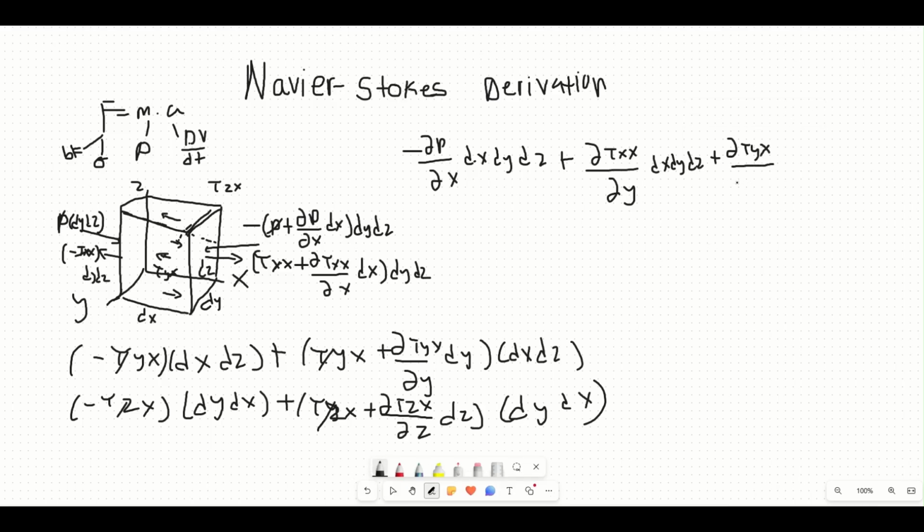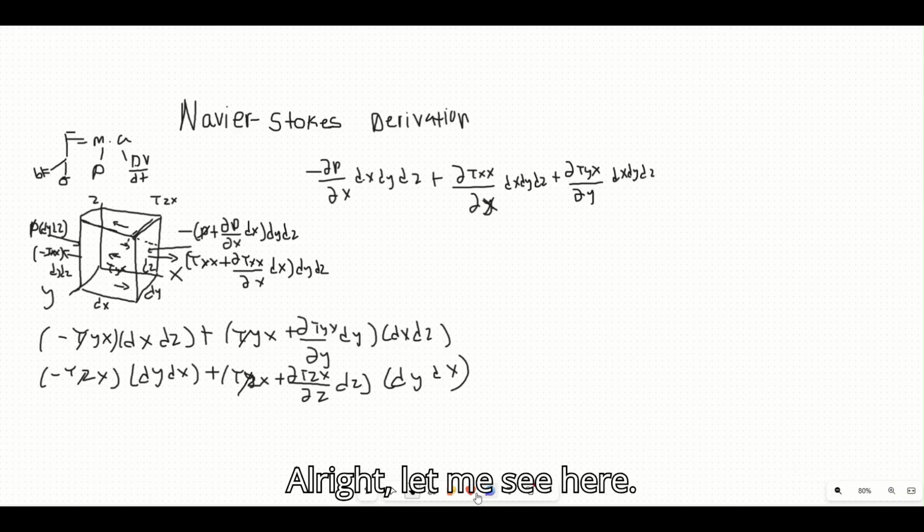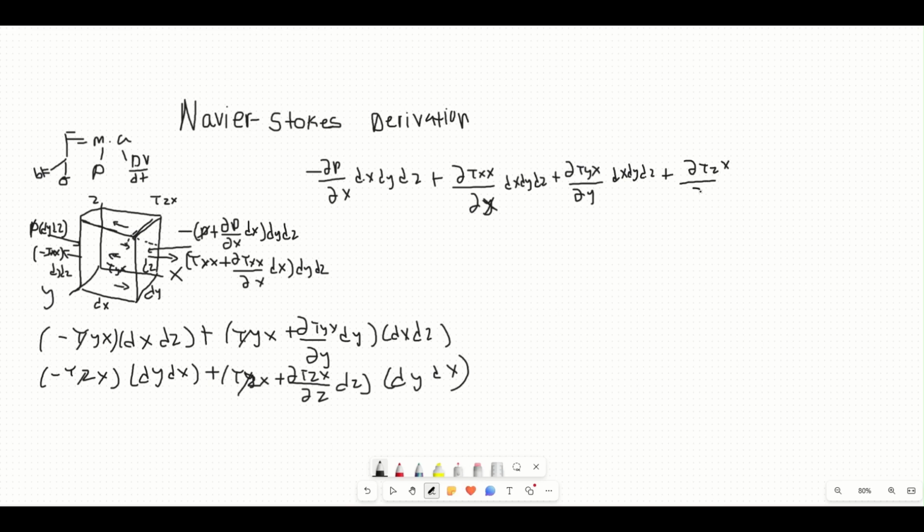X over. Oh, did I write? Sure, sorry, that should be dx dy dz. And the last term for here, plus partial, partial, gx, z, right? dx dy dz.